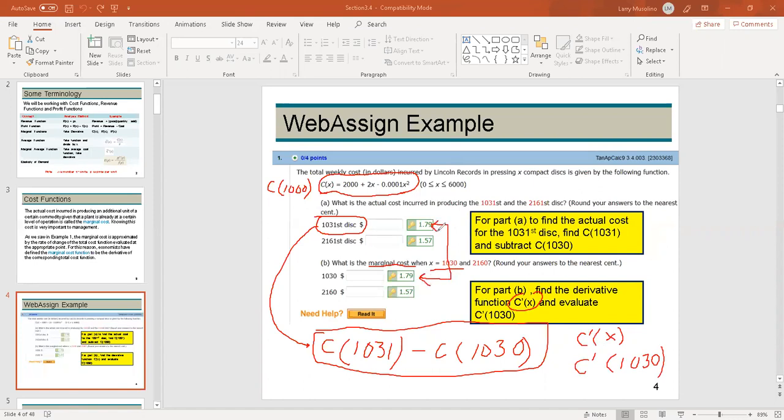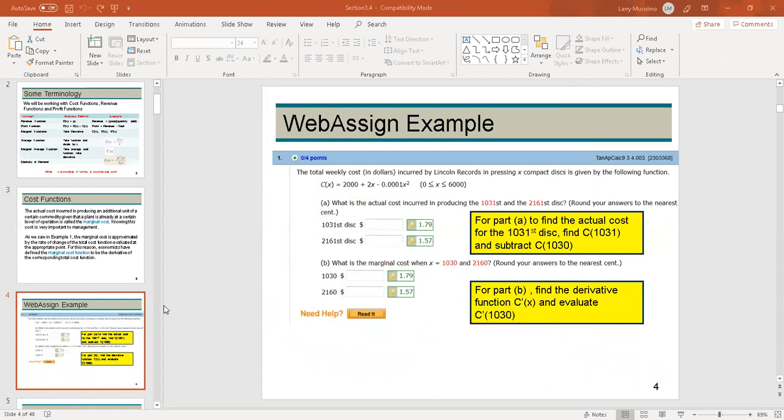What they're trying to show you in this example is if you take the derivative and evaluate that at x equal 1030, that's really the marginal cost. So it's really the cost to manufacture the 1031st disk, and you'll confirm that by working this out as a subtraction also.